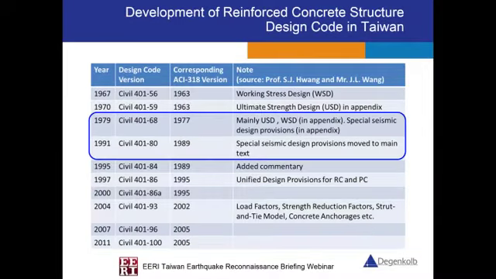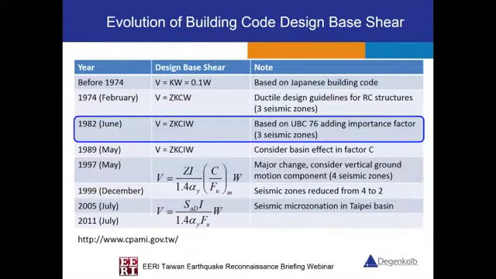So this slide just gives you a general idea about the building code in Taiwan regarding the design of reinforced concrete structures, because most of the damaged structures we observed during this trip are reinforced concrete structures, and most of them were designed before 1991. Most of the design codes in Taiwan are based on the ACI 318 code. And we are also going to talk about the design base shear force in Taiwan.